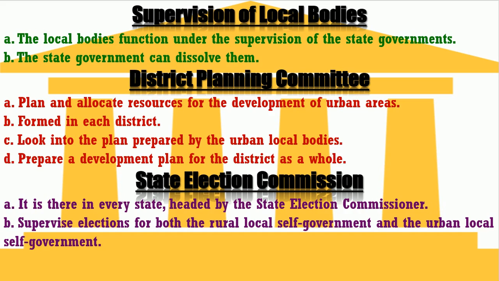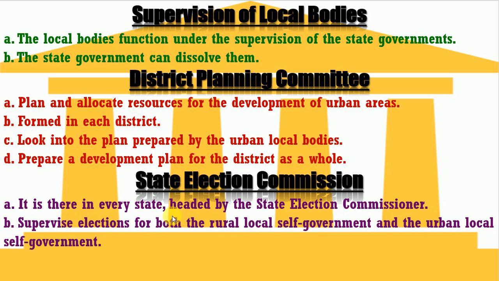Now let us move on to district planning committee, what basically it is and what is a state election commission. See, for the development of rural areas, the Panchayati Raj bodies plan and allocate resources. Similarly, for the development of urban areas, the urban local bodies plan and allocate resources. A planning committee is formed in each district. It looks into the plans prepared by the Panchayati Raj as well as the urban local bodies and prepares a development plan for the district as a whole.